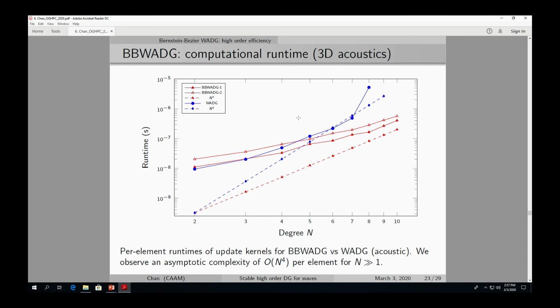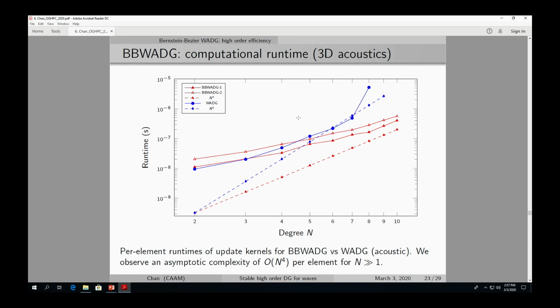So just a reminder, for the traditional weight-adjusted DG method, the cost scales as order n to the 6 in 3 dimensions, and that's the blue line over here. And the solid blue line basically is the recorded runtimes on a GPU. And you can see that, well, it's pretty competitive for n equals 2, 3, and 4, but as you increase n higher and higher, the cost basically balloons and skyrockets up.